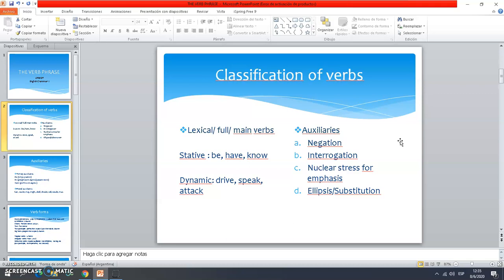And you will also find the auxiliaries involved in operations related to ellipsis and substitution. Substitution, for example, when we answer questions, when I ask you, for example, do you like English? And you say, yes, I do. Do there substitutes for like English. Yes, I like English. And in certain cases, there are instances of ellipsis. Have you finished? Yes, I have. You use it in the answers with the ellipsis of the main verb.